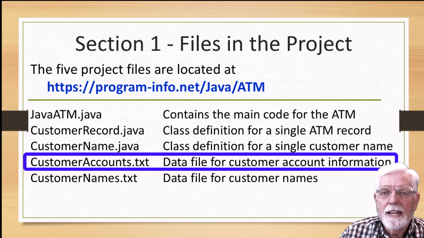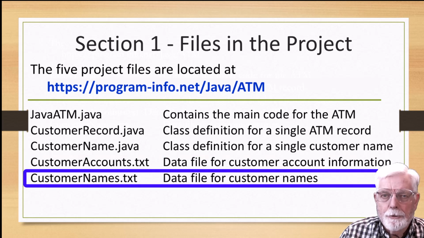The customer accounts.txt file is a readable text file that contains records for each customer and their account balances. Customer names.txt is a readable text file that contains a cross-reference between customer account numbers and their names.